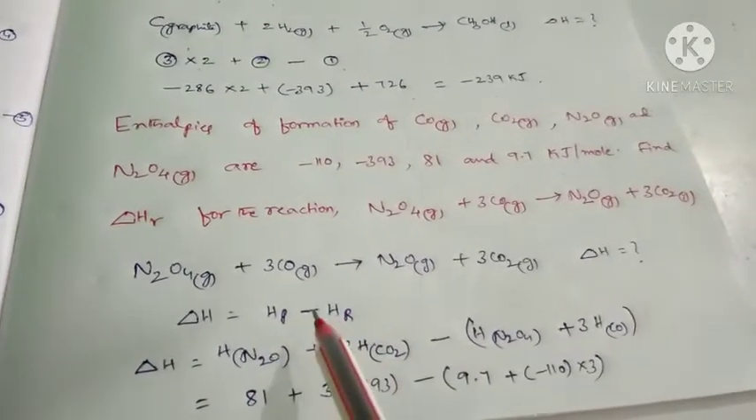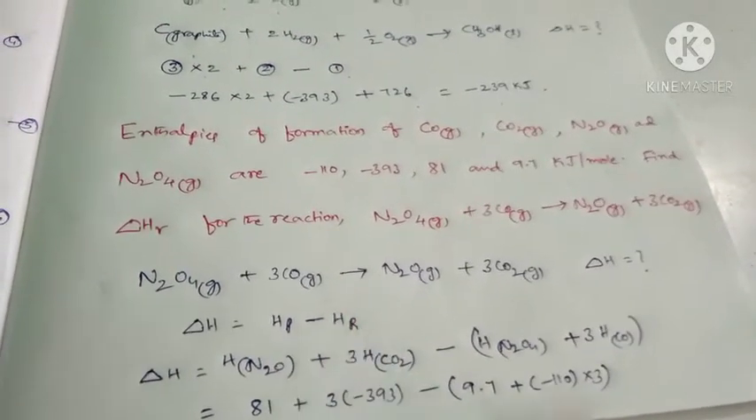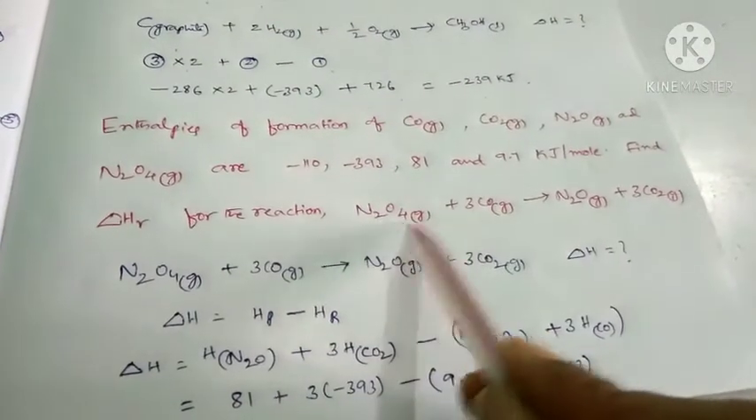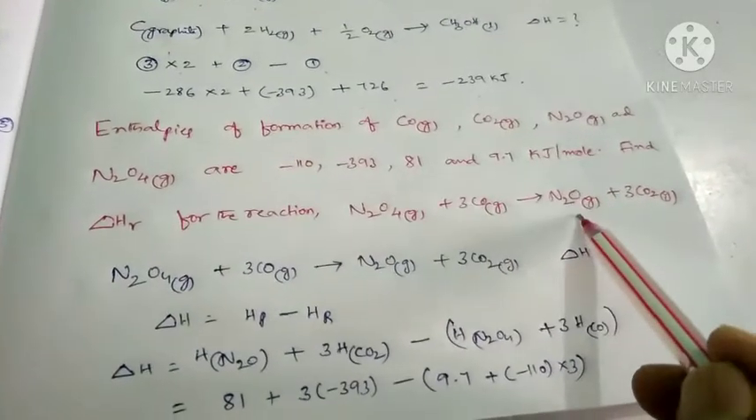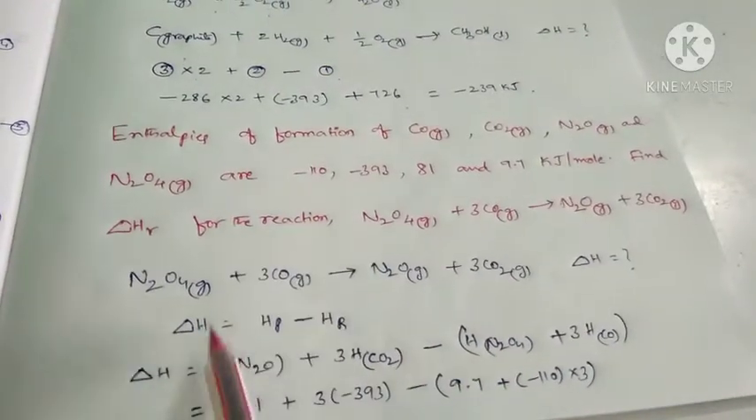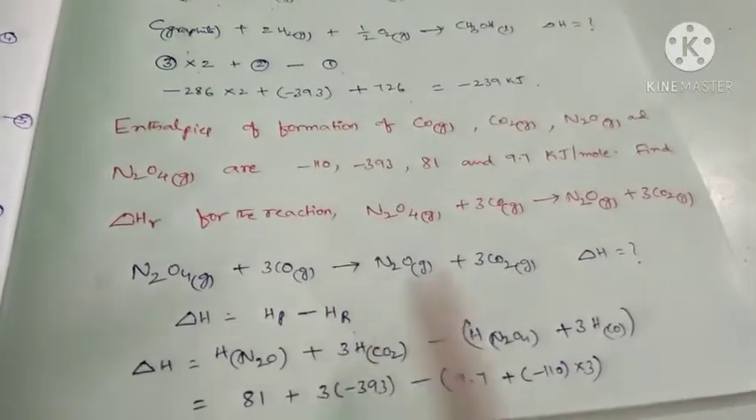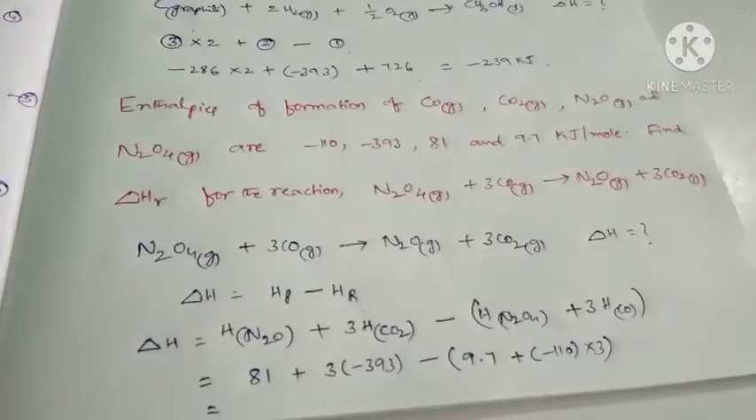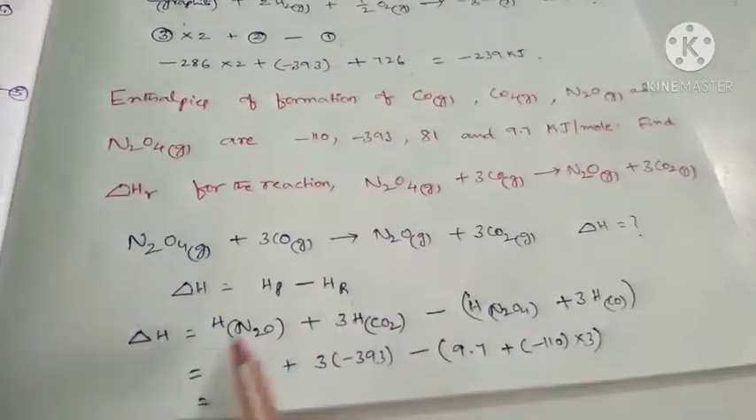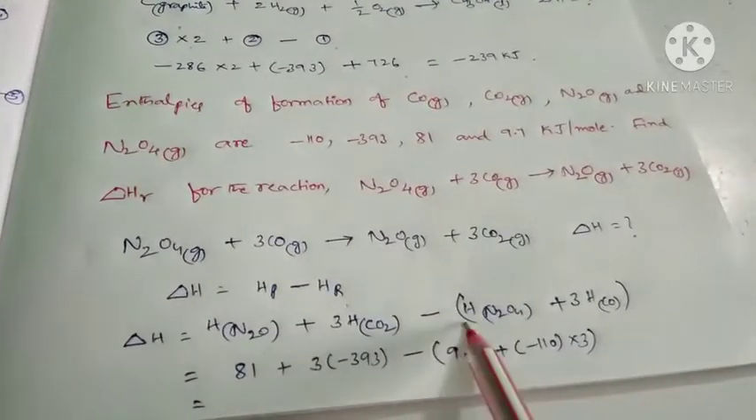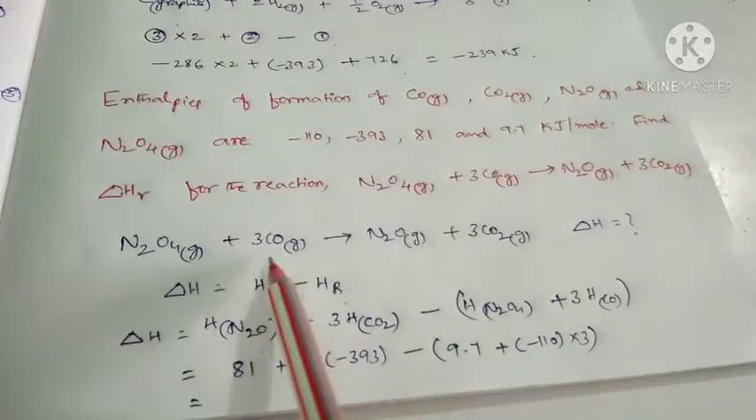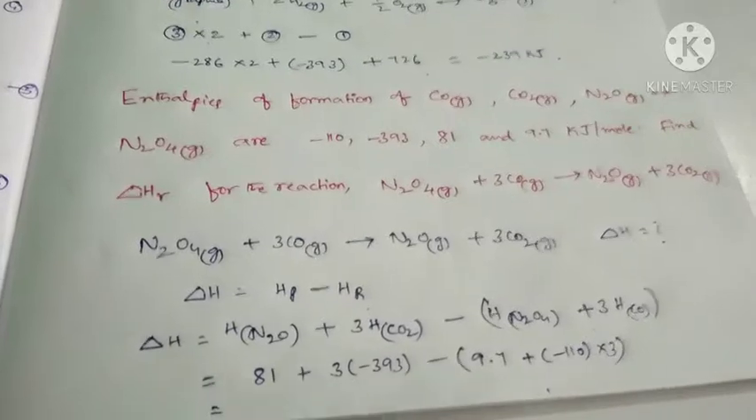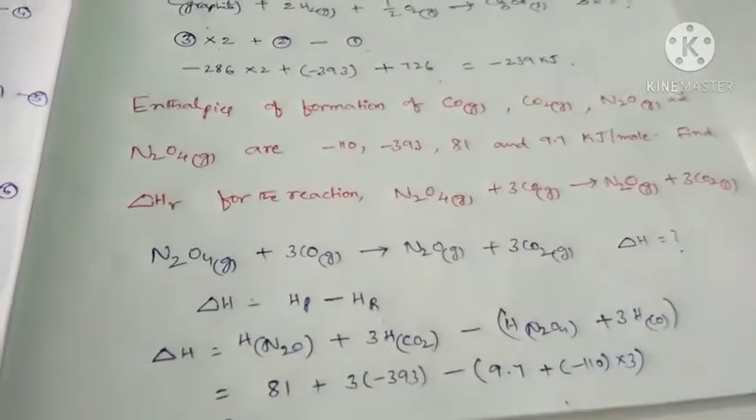Here one more way is there to solve this type of question. See, on the reactant side N2O4 and CO are there, and on the product side N2O and CO2 are there. What is the enthalpy change? Delta H equals HP minus HR, that means enthalpy of products minus enthalpy of reactants. If you apply this, it will be finished within 1 second. Enthalpy of products means enthalpy of N2O plus 3 times enthalpy of CO2, minus the enthalpy of N2O4 plus 3 times enthalpy of CO. If you substitute these values in this equation, then we get the required value. That is the way to calculate this type of problem.